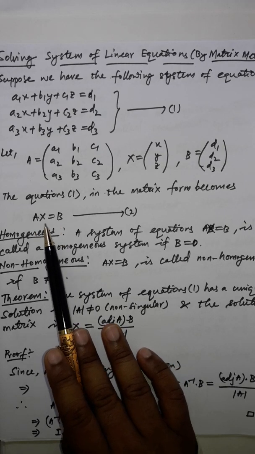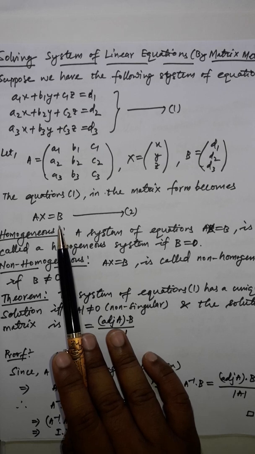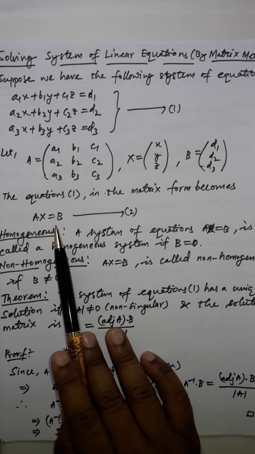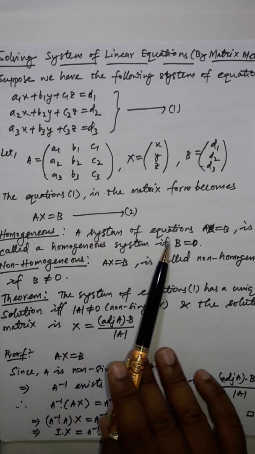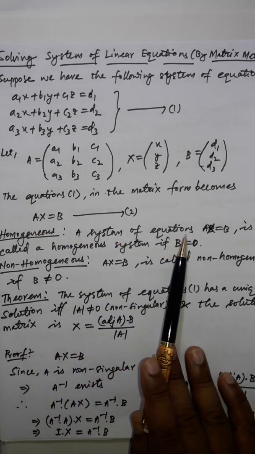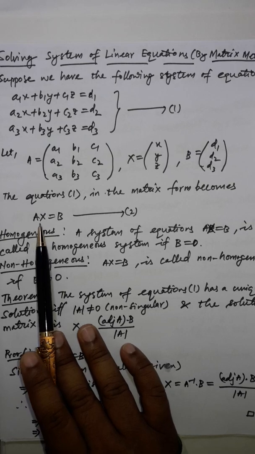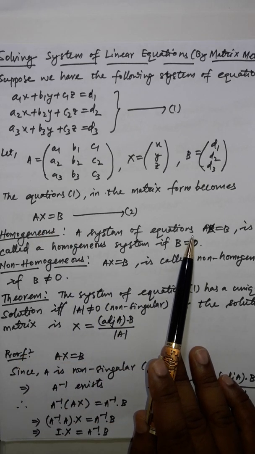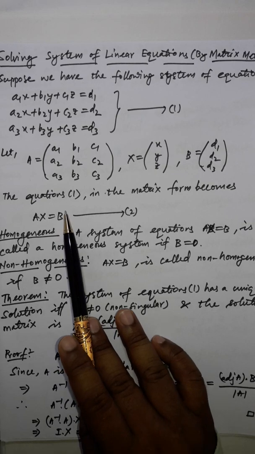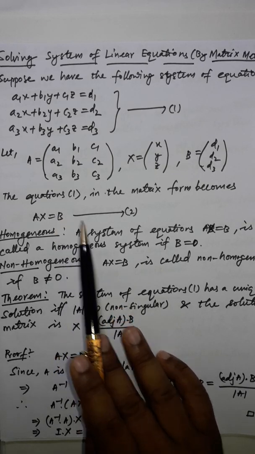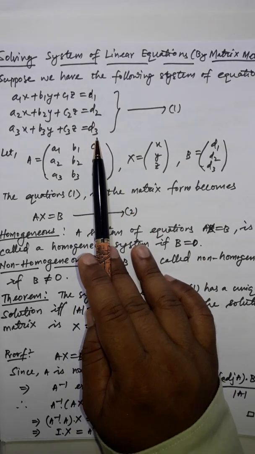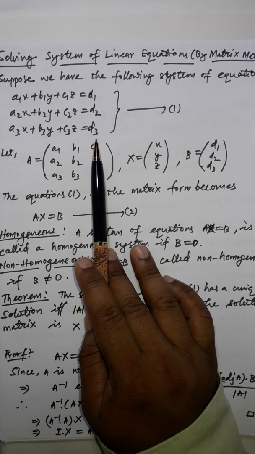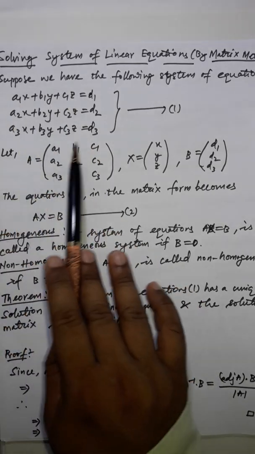Now before solving this system 2, let us first discuss different categories of equations. The first category is the homogeneous system of equations. This system 2, which is AX is equal to B, is called a homogeneous system of equations if the right side matrix B is a zero matrix. That means if all the pure constants d1, d2, d3 are all 0 together, then this system is called a homogeneous system.